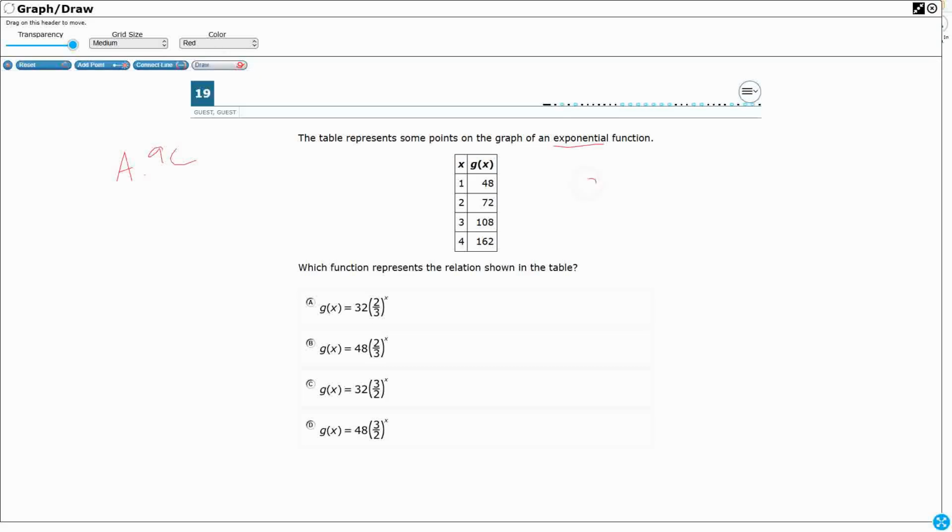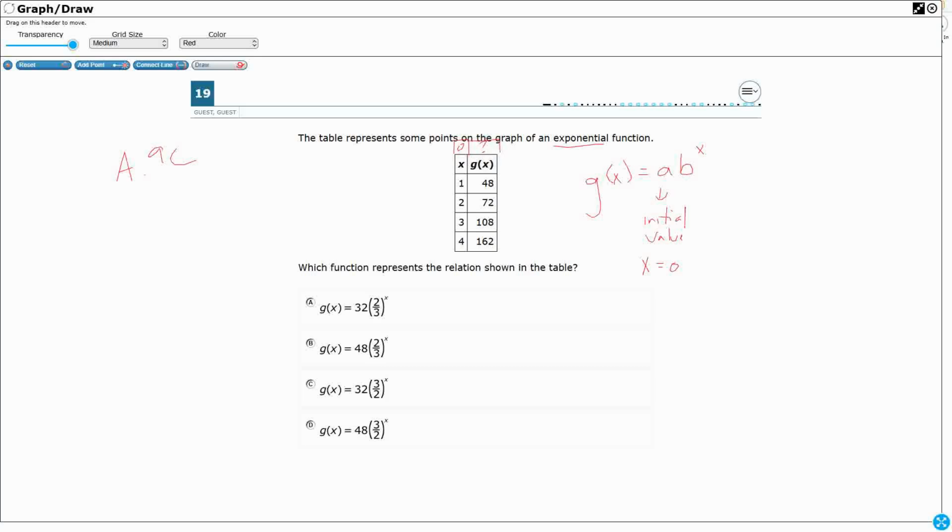I'll put it in g of x since that's what we're using for this one. g of x equals a times b to the x. So a is our initial value. What is our initial value? Well, that happens when x equals 0. We don't have that here. What we're going to need to do is extend that up here and get a value for that.